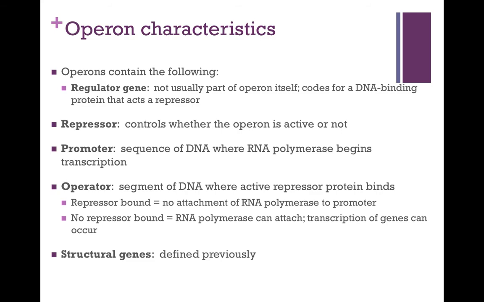The promoter sequence is where RNA polymerase begins transcription. You guys already know about promoter sequences. You saw them with the TATA box when we talked about transcription. The operator is the segment of DNA where the repressor protein binds. So that little yellow area that you saw back with the lac operon where the red repressor molecule could bind, that's called the operator. So when there's no repressor bound to the operator, then the operon is on. RNA polymerase can attach to the promoter and it can transcribe the genes that are in the operon. But if the repressor is bound to the operator, then RNA polymerase cannot bind to the promoter and it cannot transcribe the genes.